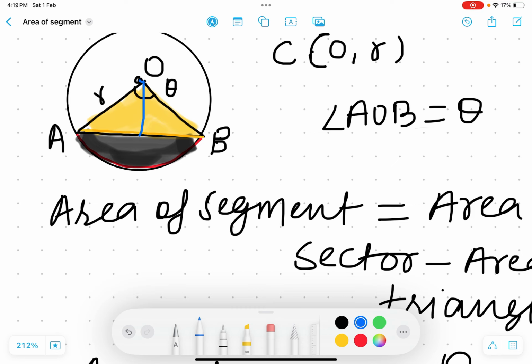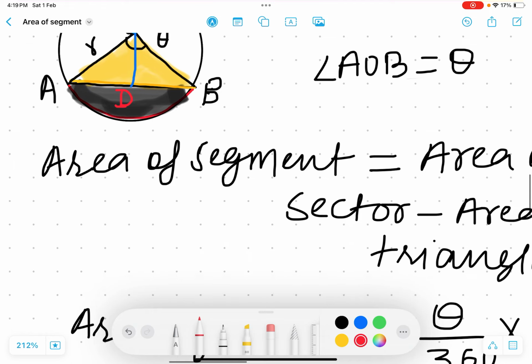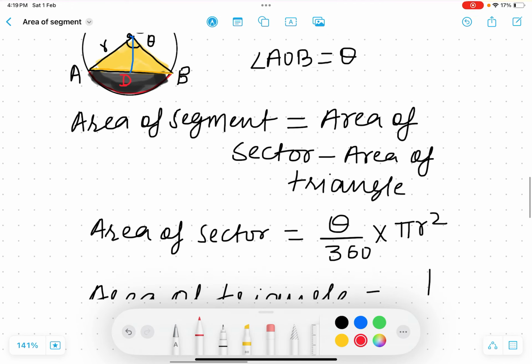Let's mark this point as D. So OD is the altitude. We don't know what OD is, so we'll try to find OD. First of all, you can see triangle AOD.